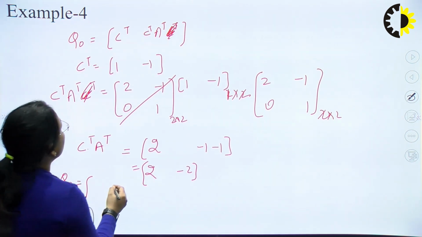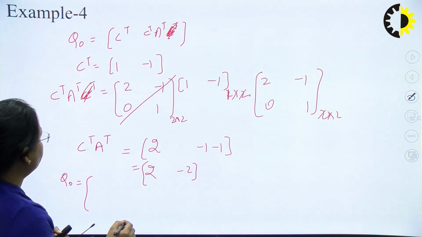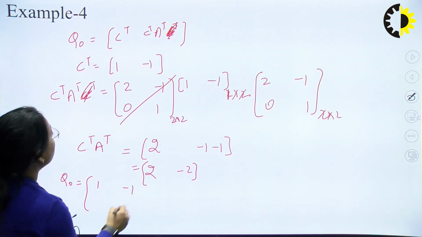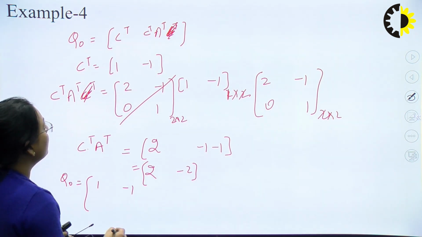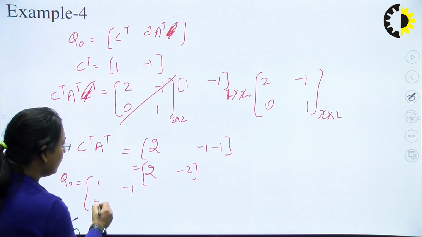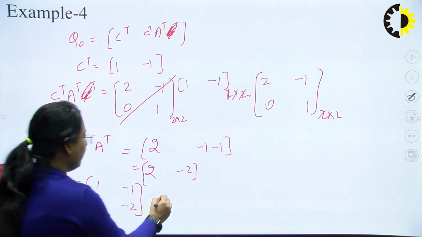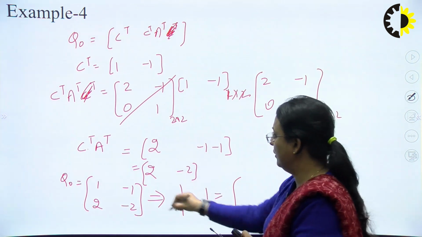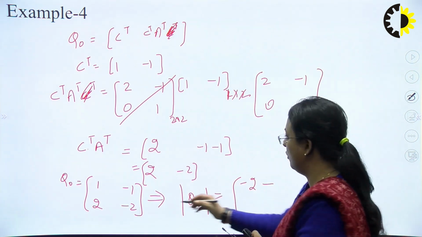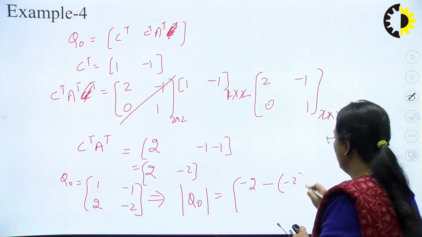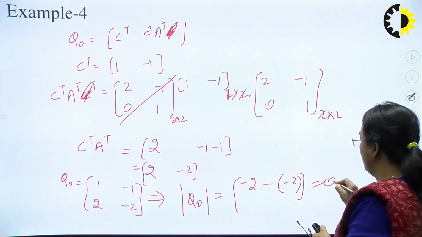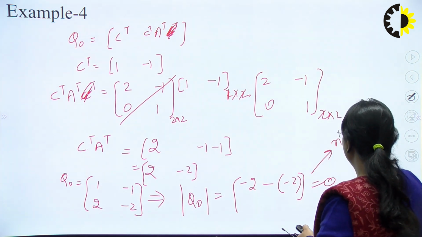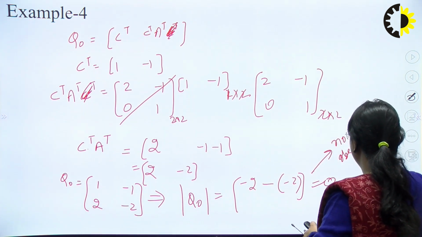So C transpose will be 1 and minus 1, and C transpose into A transpose is 2 and minus 2. Now if I find the determinant of Q naught, it will be this into this, which is minus 2, and minus of this into this, which is again minus 2. So it comes out to be 0. Since the determinant of Q naught is 0, that means the system is not observable.